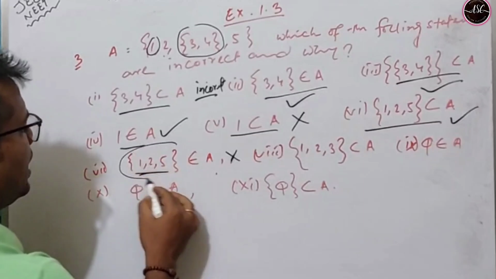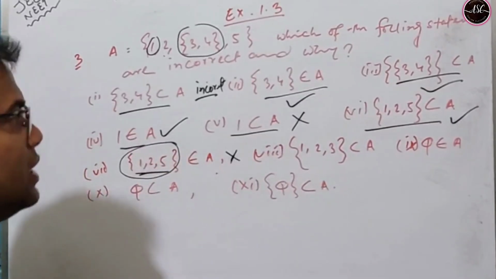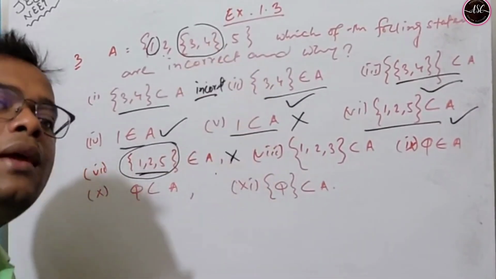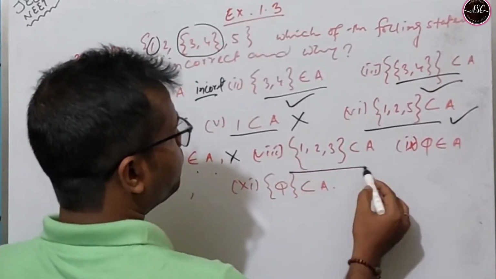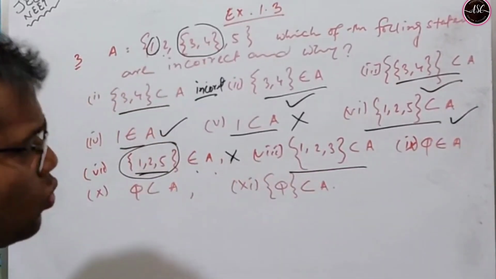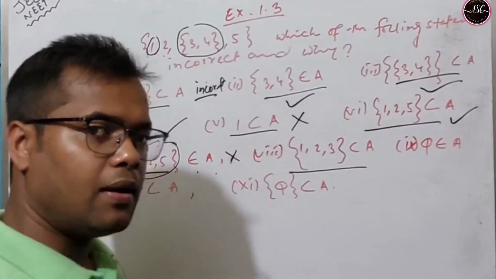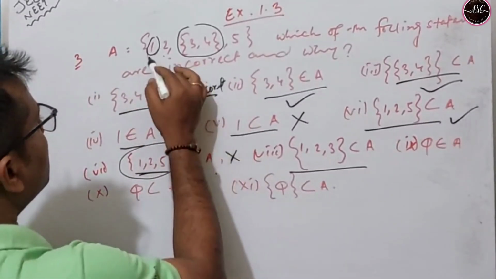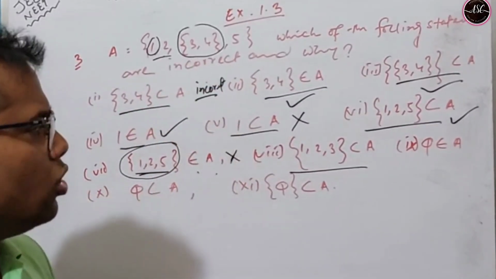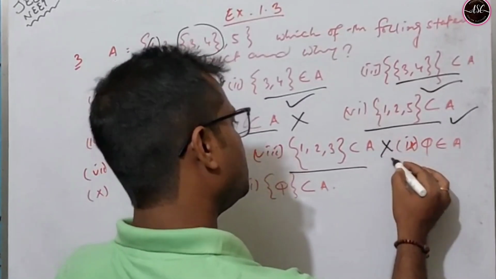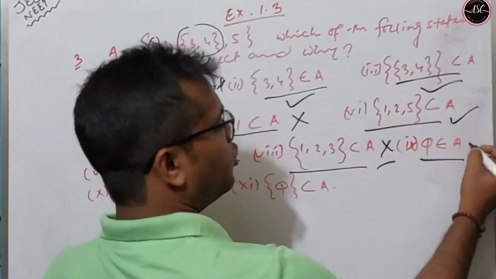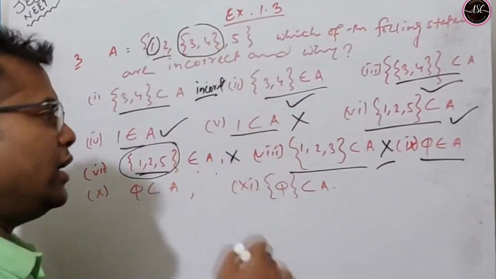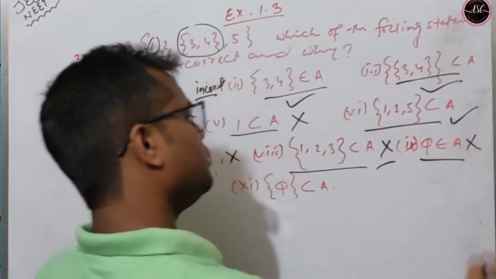As this is a set, this set does not exist in A. So this is incorrect. Then 8. Within brackets, {1,3} subset of A. 1, 3. There is only 1 and 2. So this is incorrect. Okay. 5 belongs to A? 5 does not belong to A. There is no 5. So this is incorrect.